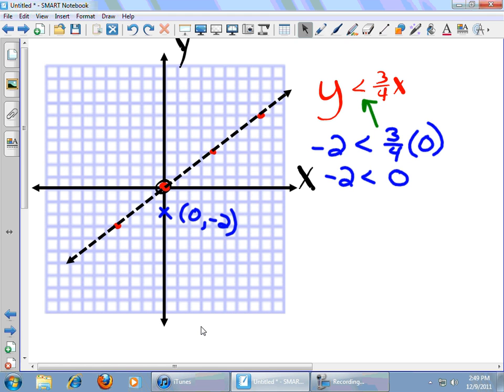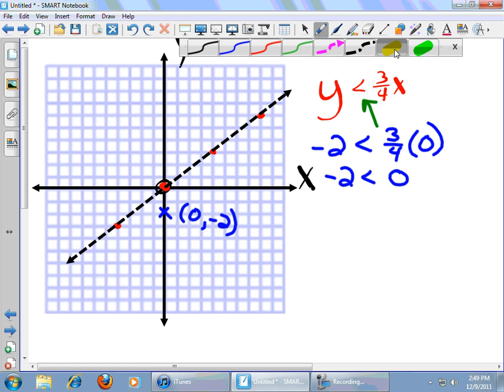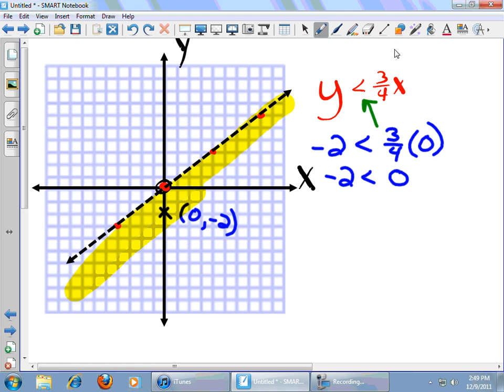-2 is less than 0. Is that a true statement? Ding, ding, ding. Why, yes, it is. Since that is a true statement, I will shade the side of the line that my test point is on. And there we go. Any point in that yellow region will yield a true statement if I plug it into that original inequality. Any point on the other side of the line will give me a false statement. And that is graphing inequalities. It really doesn't get much harder than that.